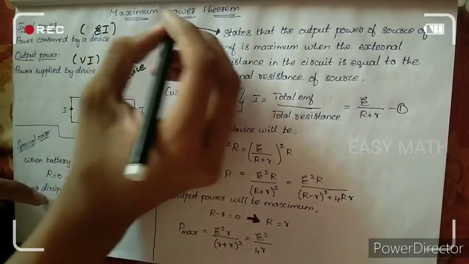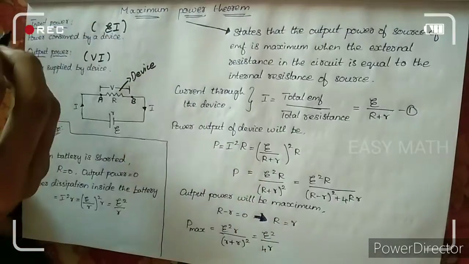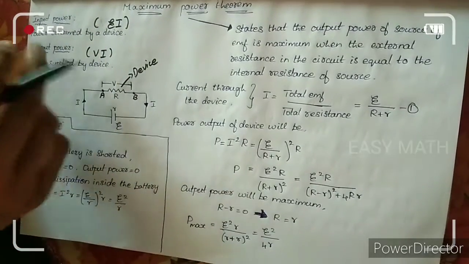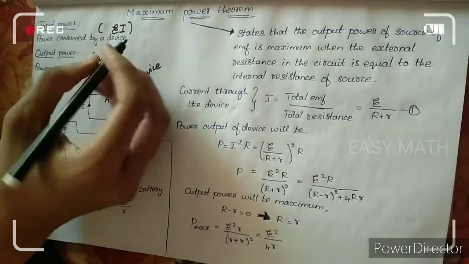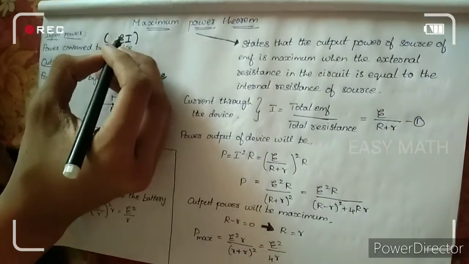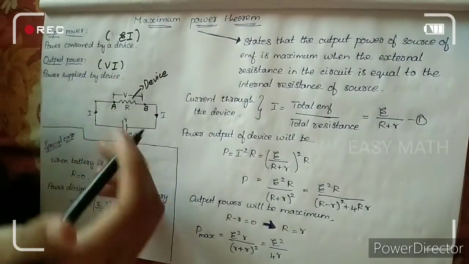In today's session, we are going to discuss the maximum power theorem. First, let us define the terms input power and output power. Input power means it is the power consumed by a device, usually represented by EMF into I.